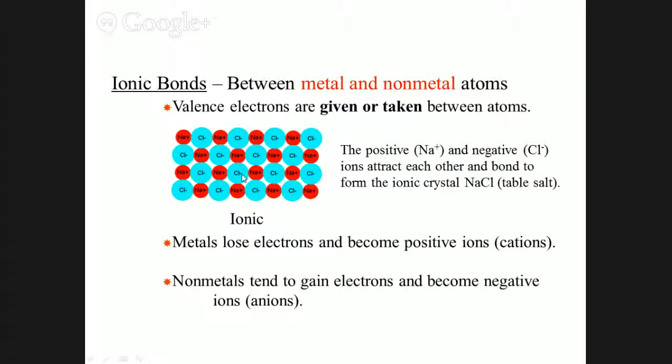As I said, the cations are metals that lose their valence electrons and become positive ions, and the nonmetals that tend to gain electrons and become negative ions are called anions. If I take salt and put it in water, stir it up so it dissolves, literally speaking, in the dissolving, the positive and negative ions will separate in the water, float around as ions, and conduct electricity quite well.